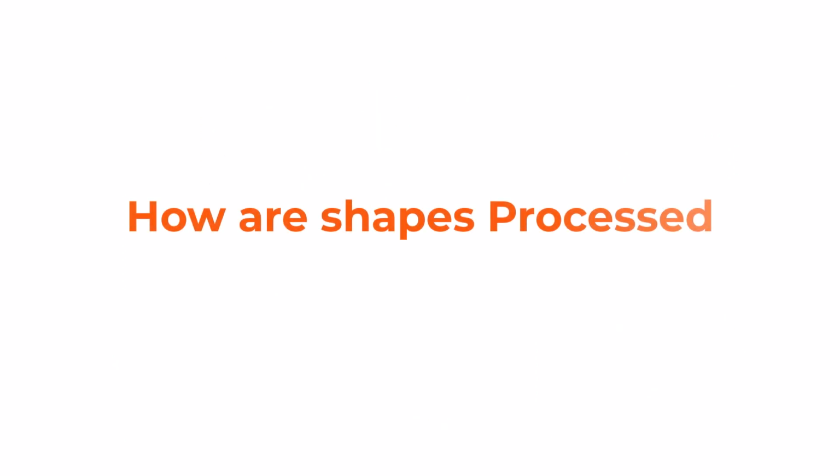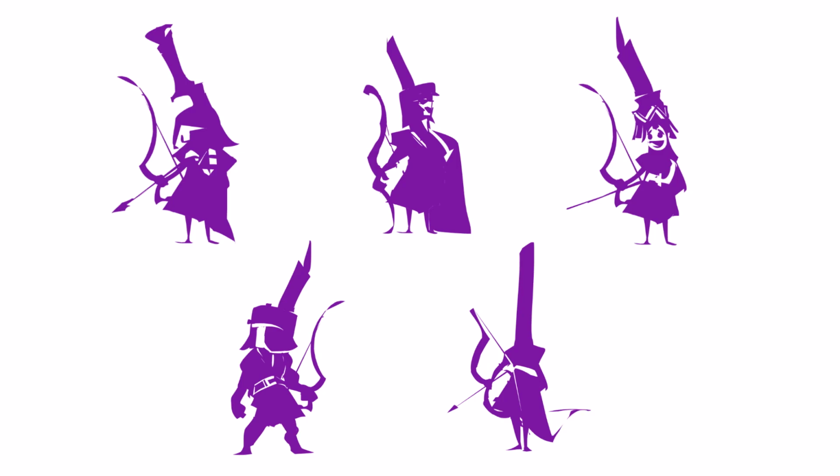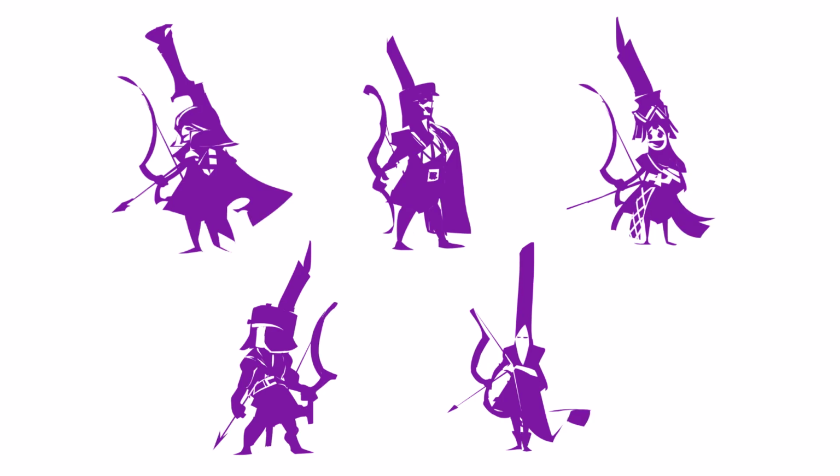But how are shapes processed? The follow-up is quite simple. We have exterior design, or the exterior of the shape, and interior design, which relates simply to what is found inside a shape. We use both exterior design and interior design to create interesting shapes.